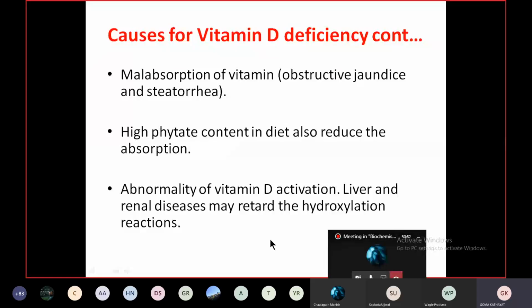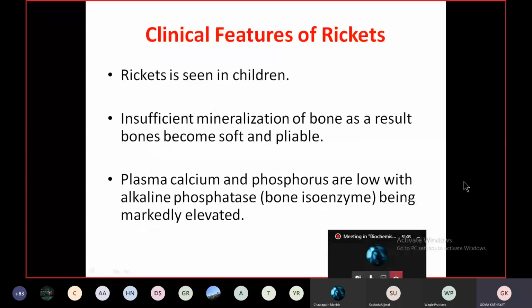Now coming to the clinical features of rickets. As I said, rickets occurs in children and osteomalacia in adults. There is incomplete or insufficient mineralization of the bone, because of which the bone will be soft and pliable. The plasma calcium and phosphorus levels will be low, but the alkaline phosphatase, the bone isoenzyme, is markedly elevated. What is the role of alkaline phosphatase? It removes the phosphate from the bone.